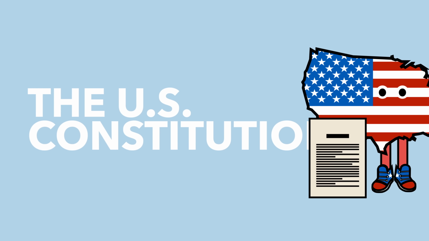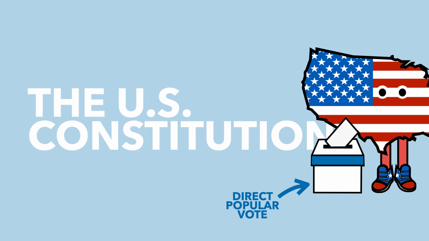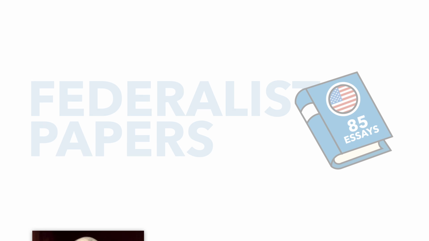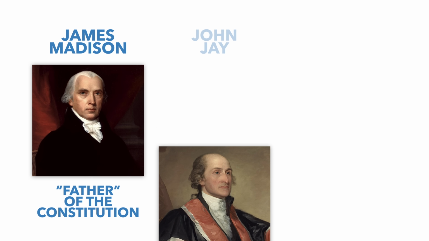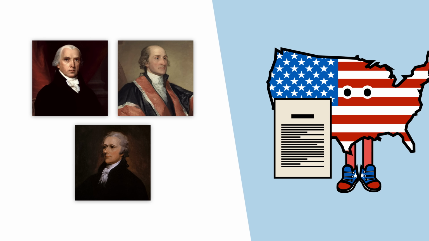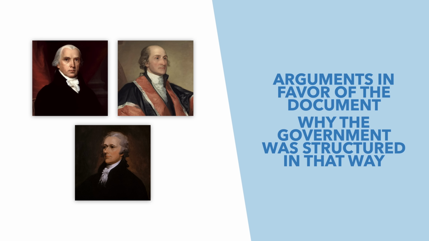Now, you might be wondering why the framers of the Constitution didn't go with a direct popular vote system. In order to answer that, we have to take a look at the Federalist Papers, a set of 85 essays written by James Madison, John Jay, and Alexander Hamilton. Amid the debate over ratification of the new Constitution, these essays laid out the arguments in favour of the document and explain why they set up the government in the way they did.